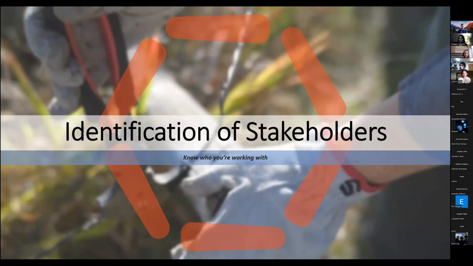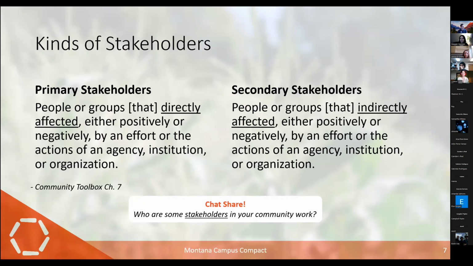And so we need to be able to identify stakeholders. We really need to know who we're working with. Those are largely broken up into primary and secondary stakeholders, and the crucial difference goes back to the definition. Primary stakeholders are people that are directly affected, either positively or negatively, by the actions of an agency, institution, or organization. Conversely, secondary stakeholders are groups of people that are indirectly affected, positively or negatively, by the effort or the actions of an agency. And so this is one of those situations where we realize that we may well be stakeholders ourselves and not even be aware of it.